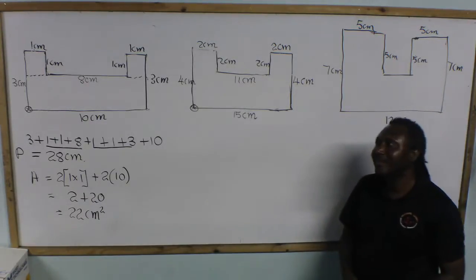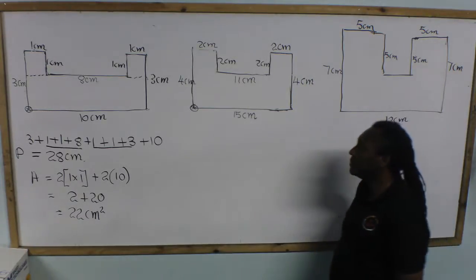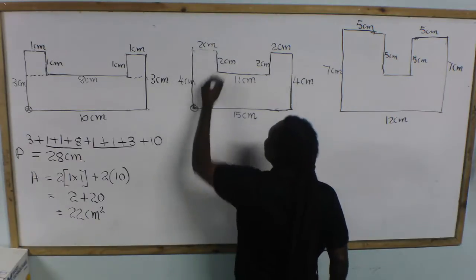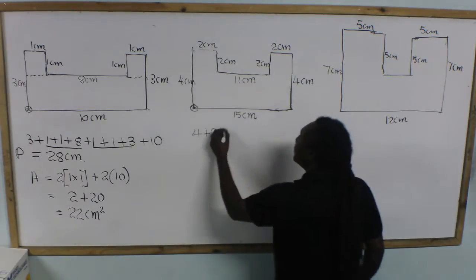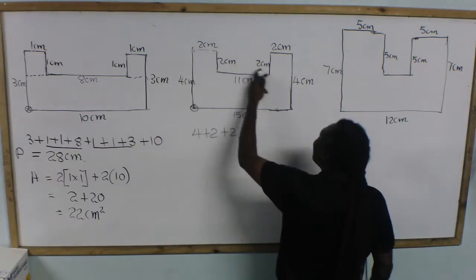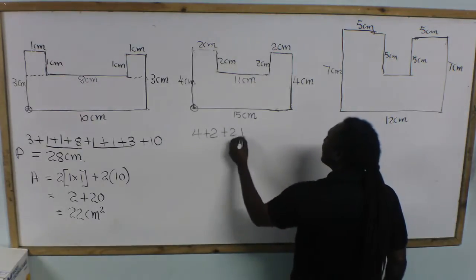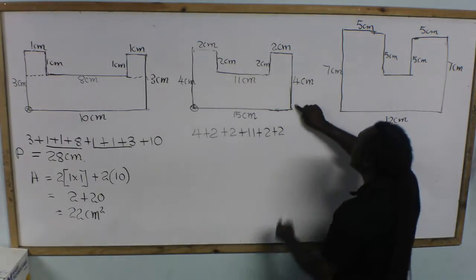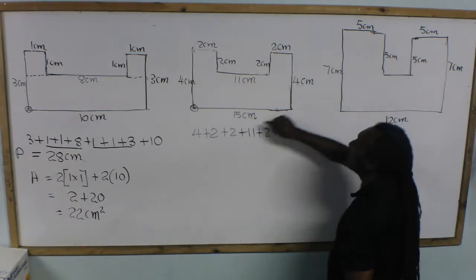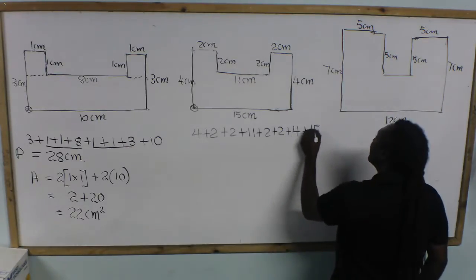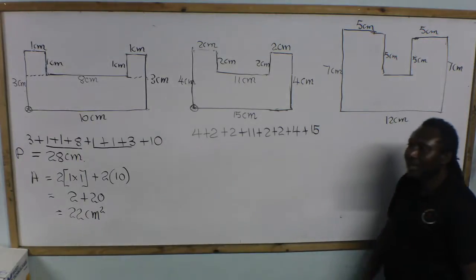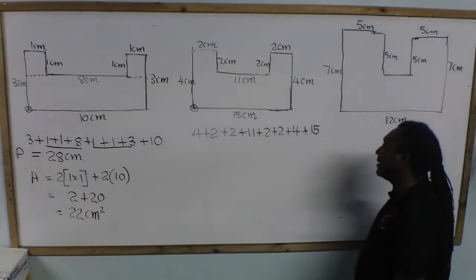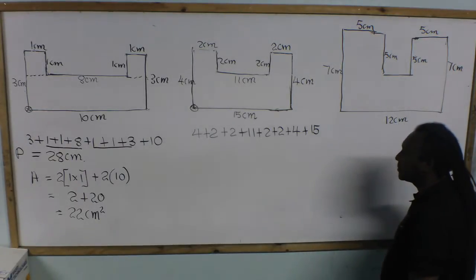Now we will proceed to find the perimeter. So we begin here. 4 plus 2 plus 2. So we have 4 plus 2 plus 2. There's only 11 plus 2 plus 2. Then we have another 4 here. And then finally we have 15. And we will put those together very quickly and see the result.